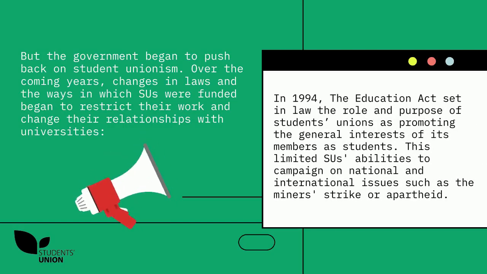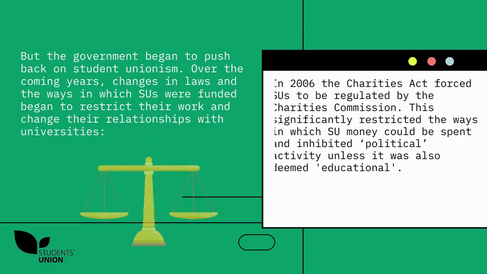In 1994, the Charities Act set in law the role and purpose of students' unions as promoting the general interests of its members as students. This limited SUs' abilities to campaign on national and international issues, such as the miners' strike or apartheid.